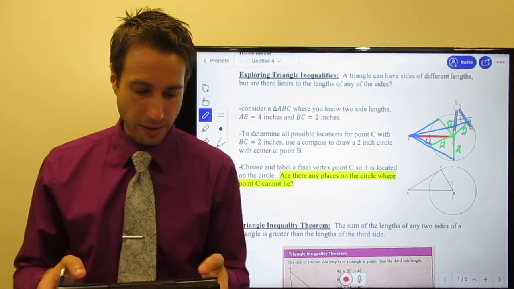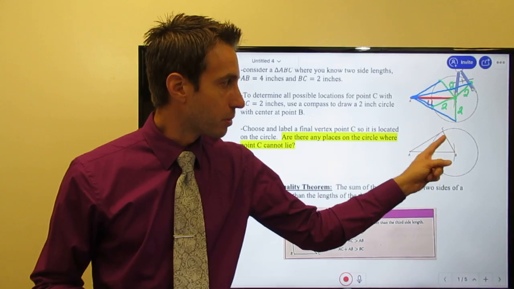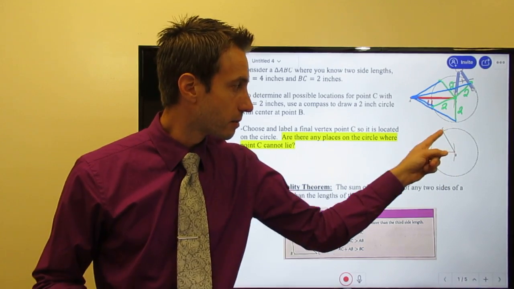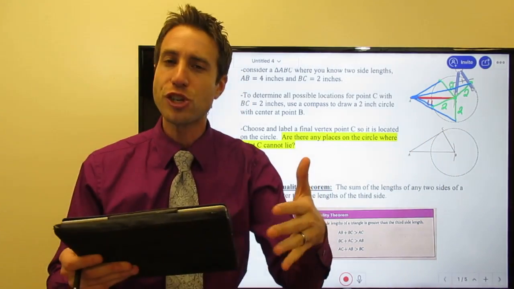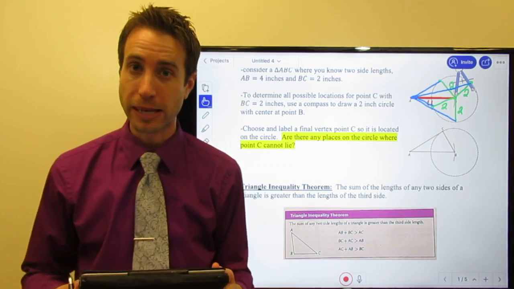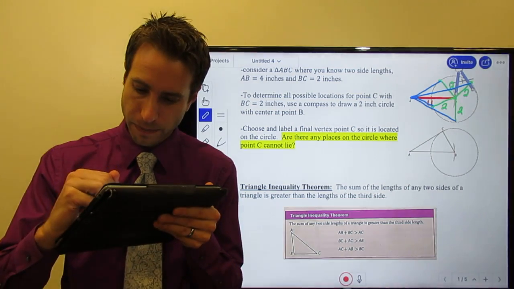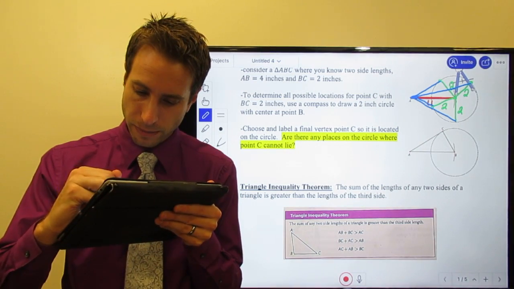Let me show you right here. Exact same diagram. I put C right here. You can see there's side AC. The question is, are there any lengths that AC is not allowed to be? Well, consider this. What if I put C right here?